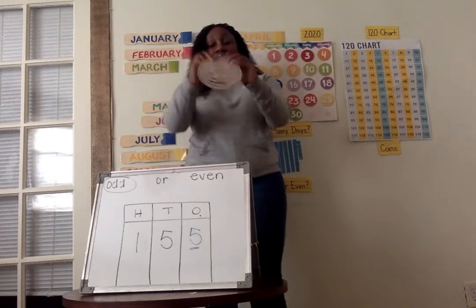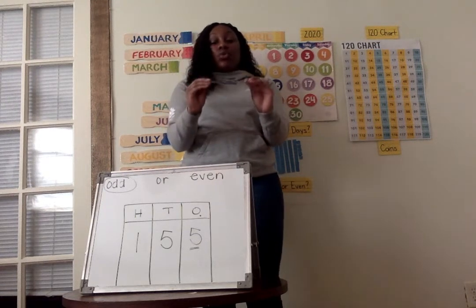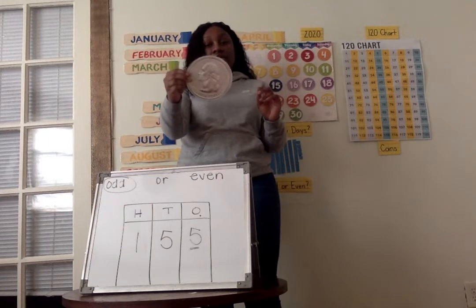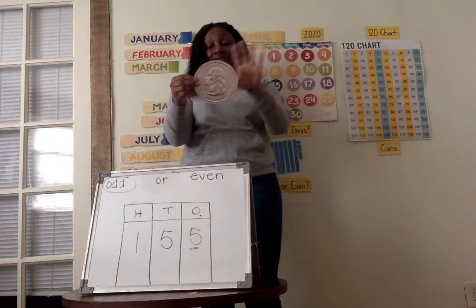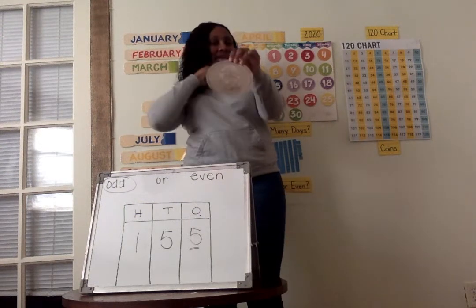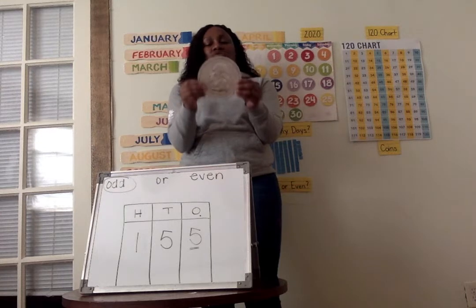Last coin. This is called a quarter. How much is it worth? 25 cents. You all got this down pat. It's worth 25 cents. How do you know that this coin is a quarter? Look at this coin. What tells you that it's a quarter?